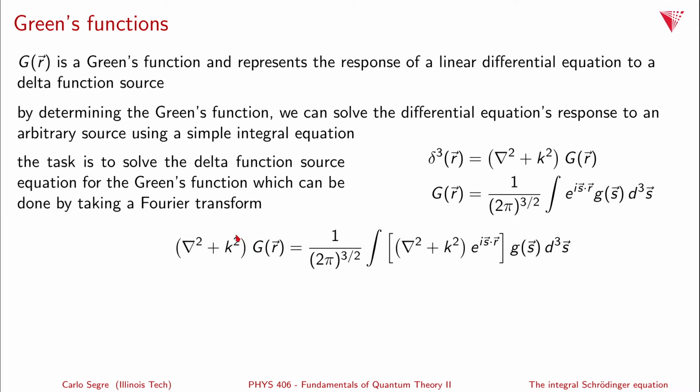Now, when we apply the right side of this differential equation to g of r, we get the following. We apply del squared plus k squared to g of r and get 1 over 2 pi to the 3 halves. Then we can pull these operators into the integral because they depend on r, not on s. So they can go in and out of the integral with impunity. They work on the r space, but not s space. You have then the integral of the quantity del squared plus k squared, this is del sub r, applied to e to the i s dot r, g of s, d cubed s.